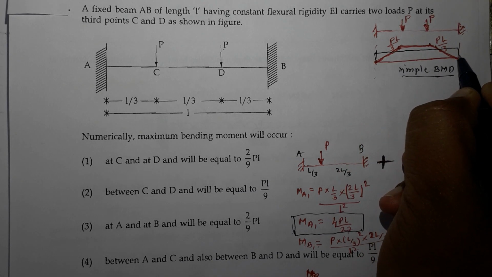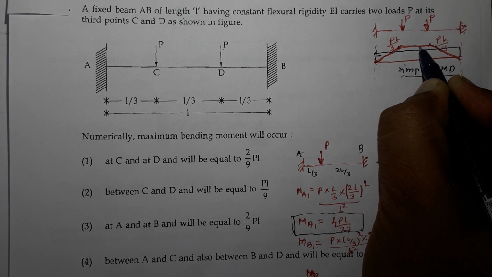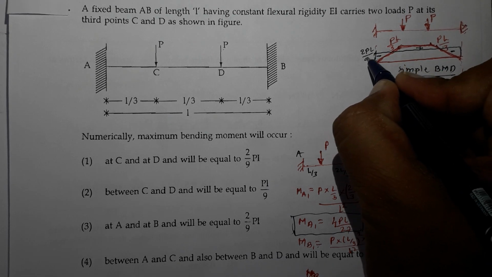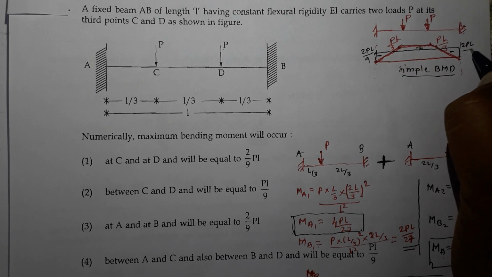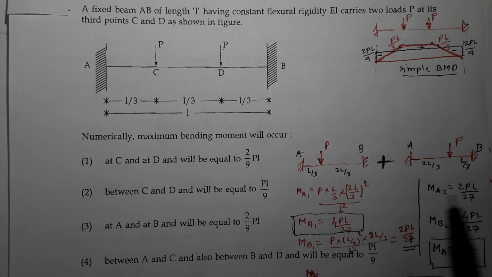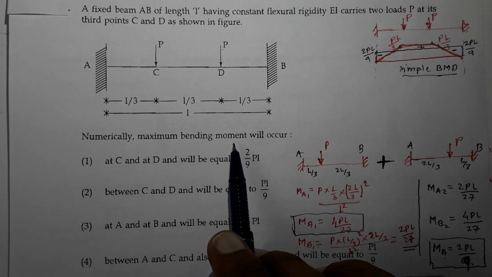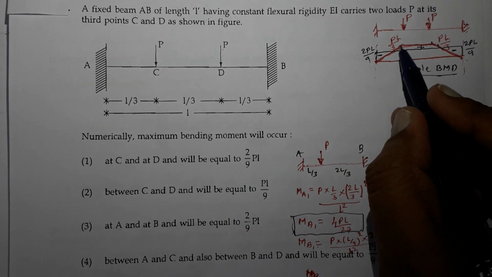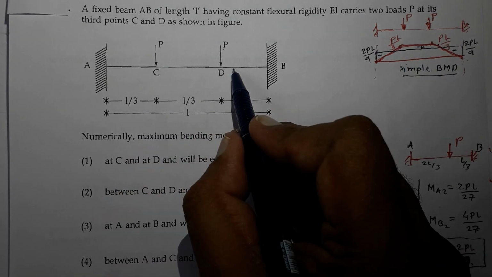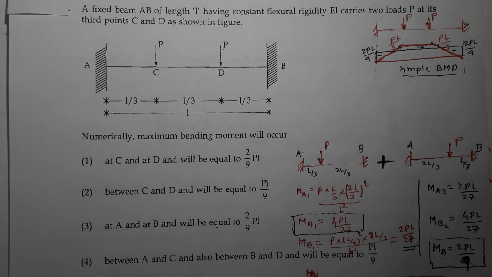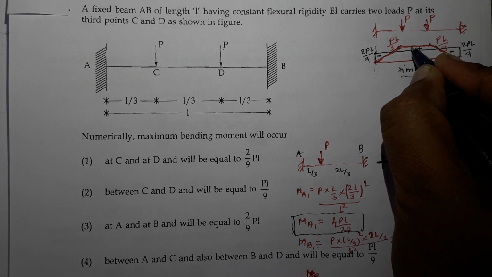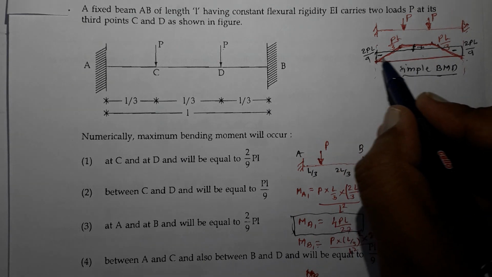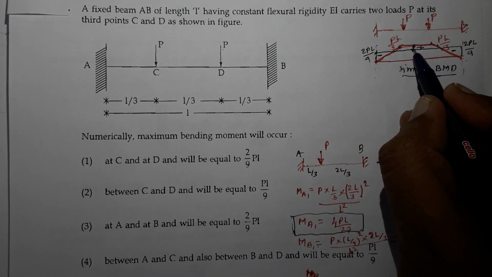It is the fixed BMD. So it will be negative, it will be positive, and it is negative, and this value is 2PL divided by 9. This is also 2PL divided by 9. Now the numerically maximum bending moment is asked. So at A it is 2PL by 9, at B it is 2PL by 9, but for the span in between C and D, at every point the bending moment is having the same value, and that value will be this one, because we have superimposed the fixed BMD over the simple BMD. So this part will get cancelled out, and only this value will be there.